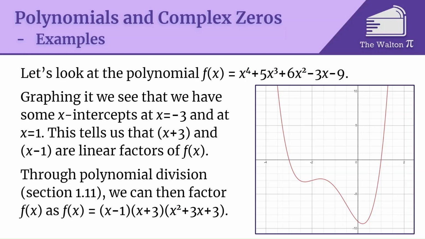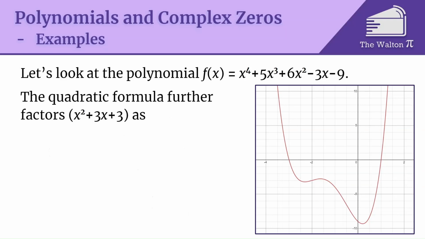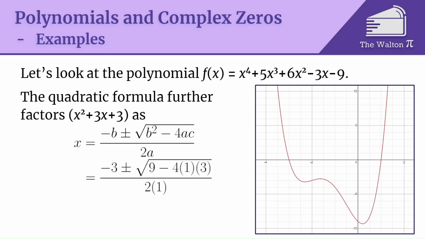And then we can go through polynomial division, which is in section 1.11. So if you haven't learned it yet, check out that video, which will come out in a few weeks. And then we are able to factor f of x as f of x equals (x minus 1) times (x plus 3) times (x squared plus 3x plus 3). The quadratic formula further factors x squared plus 3x plus 3 as, if we go through the full quadratic formula, we get negative 3 over 2 plus or minus the square root of 3 over 2 times i.